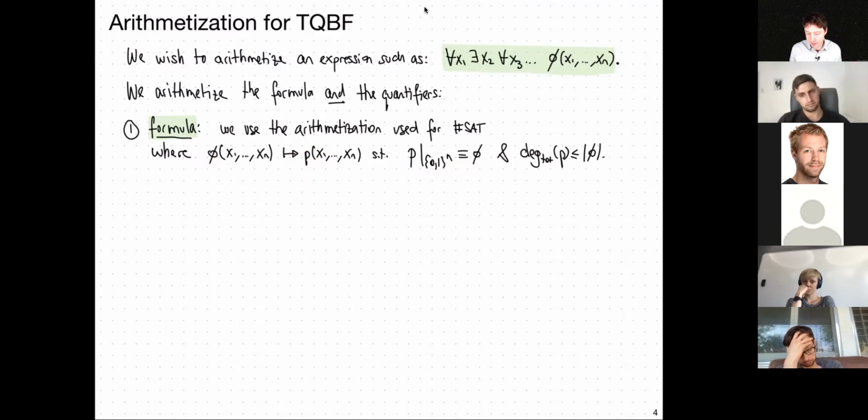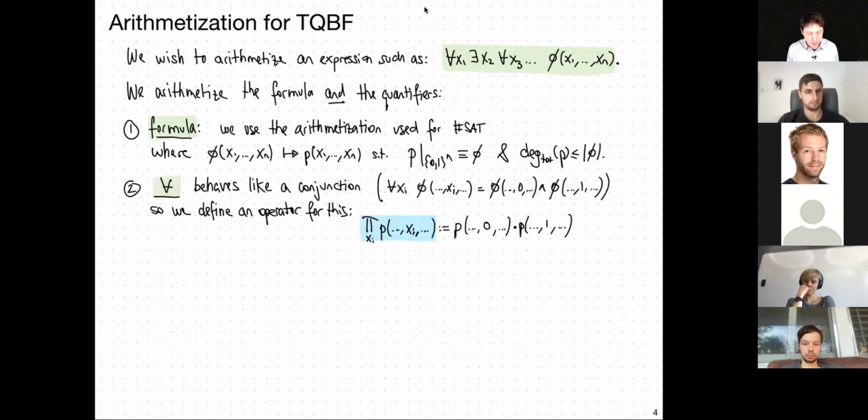And the main property is that evaluating this arithmetic circuit takes time proportional to the size of the formula, and the total degree is not too large. Okay, so that's easy.